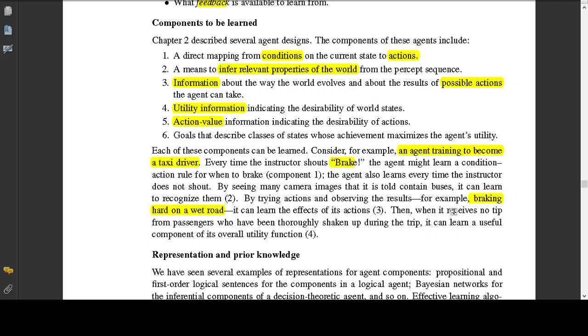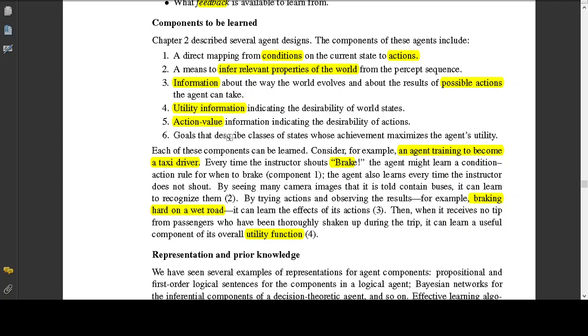Then when it receives no tip from passengers who have been thoroughly shaken up during the trip, it can learn a useful component of its overall utility function. The utility function indicates the desirability of world states. That means if the journey was not smooth, the passenger will not give a tip. So that is the information it has to gather from these experiences. It should learn the utility function.